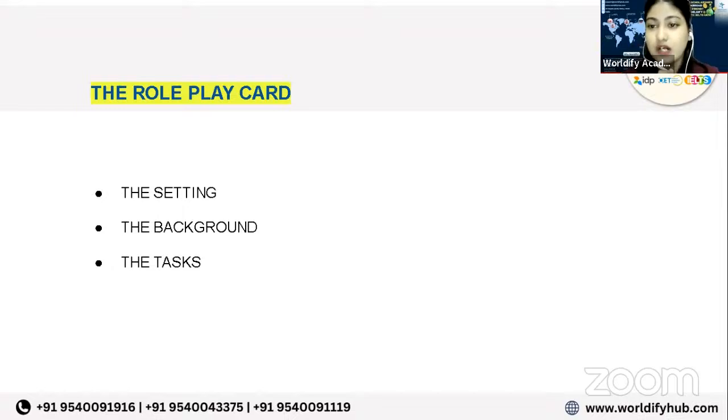You will get a card, and there will be a scenario given to you on that card. The scenario will basically be like: you are the head nurse of the Spirit Hospital, and you are in conversation with Mr. Michael, a 72-year-old patient who just got into an accident and has just returned to Australia.